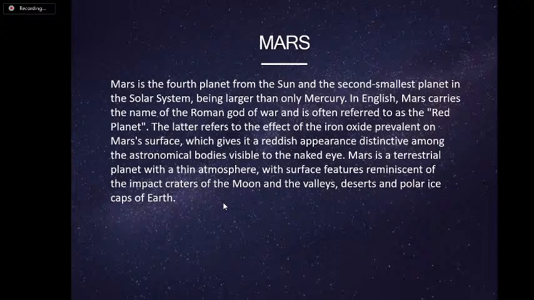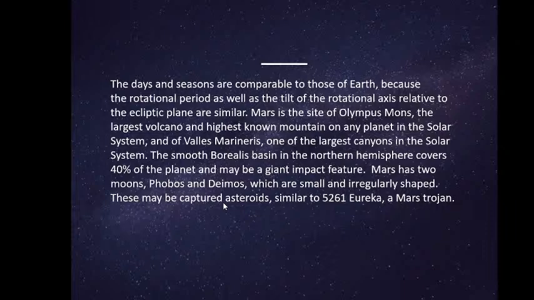Mars is a terrestrial planet with a thin atmosphere, with surface features reminiscent of the impact craters of the Moon and the valleys, deserts, and polar ice caps of Earth. The days and seasons are comparable to those of Earth because the rotational period as well as the tilt of the rotational axis relative to the ecliptic plane are similar.